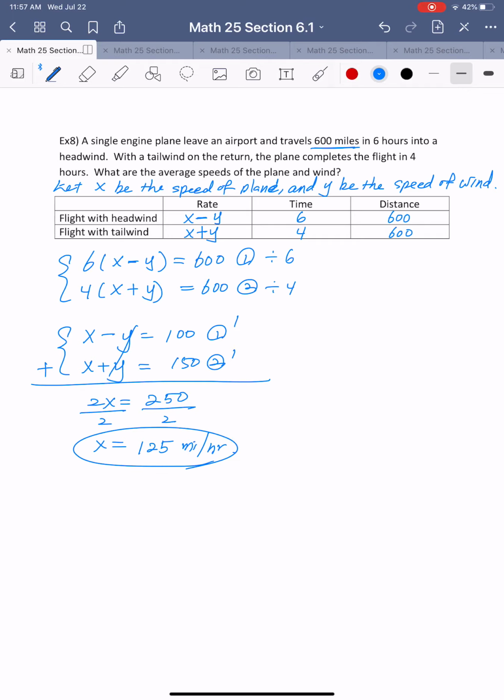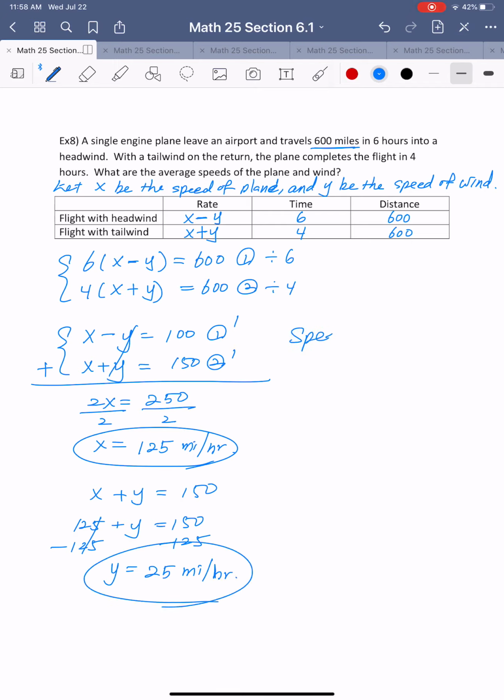All right, and then in order to get y, x plus y equal to 150. So x is 125, plus y equal to 150. Subtract 125 from both sides. y equals 25. Which means the speed of the plane is 125 miles per hour, and the speed of the wind is 25 miles per hour. Sorry about that. All right. Thank you for listening.